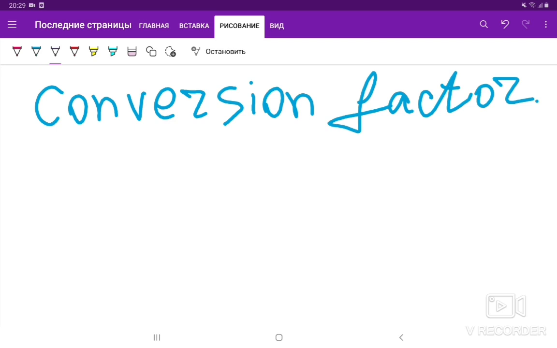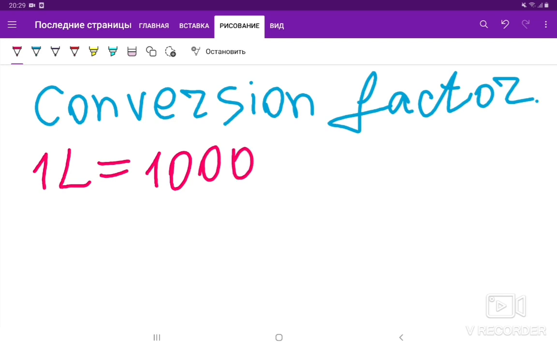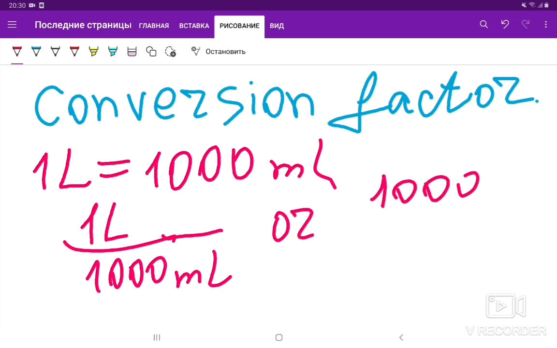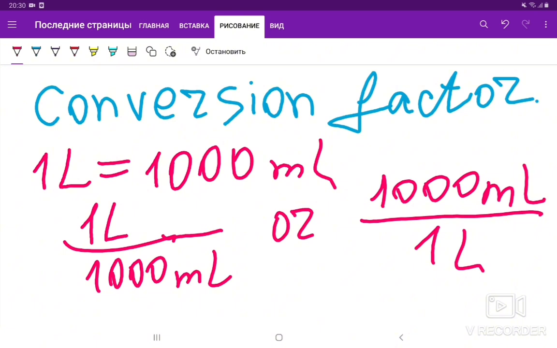For example, if we are talking about volume, 1 liter equals 1000 milliliters. So we can write a conversion factor like this: 1 liter divided by 1000 milliliters, or we can write it like 1000 milliliters divided by 1 liter. This will be a conversion factor because, as we see in the numerator and denominator, we have the same quantity, 1 liter or 1000 milliliters, the same thing, but the units are different.